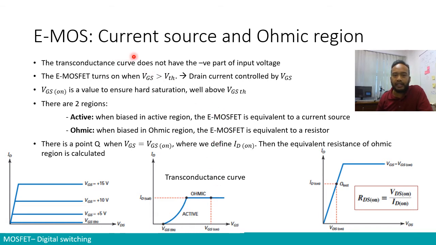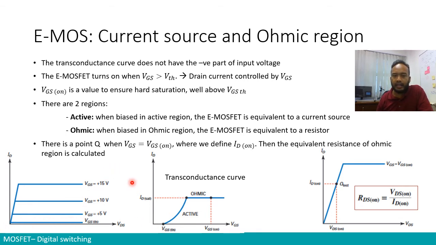So let's have a look at the modes of operation. As I mentioned just now, if you look at the curve, there is the first part that we call the active region, and the second part that we call the ohmic region. Let's have a look at this EMOS, enhancement mode MOSFET, functioning in these two regions. What exactly happens in these two regions? In the active region, it functions exactly like a current source. And in the ohmic region, it functions just like a resistor, as ohmic material.